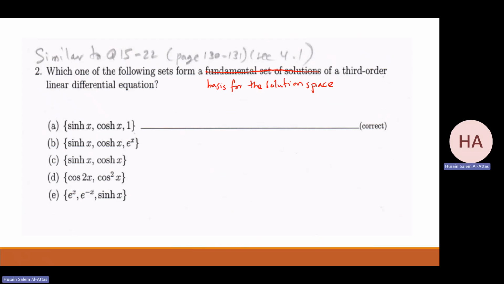Which one of the following sets forms a basis for the solution space of a third order equation? Third order, how to make a basis? I need 3 linearly independent solutions. These are not linearly independent. These are dependent. I can do C1 times x plus C2 times minus x. I think we did it before.